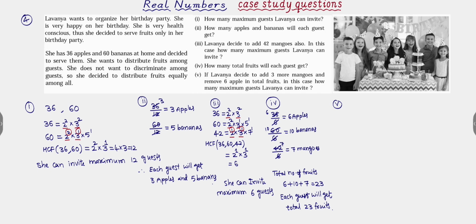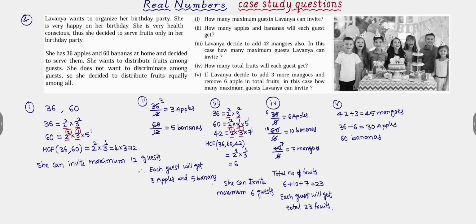Question number 5. What happened in question number 5? She decided to add 3 more mangoes. Already she had 42 mangoes with her, and now 3 more are added, so a total of 45 mangoes will be there with her now. And she removed 6 apples from the total fruits. She had 36 before, and now 6 are removed, so 30 apples will be there with her. In this case, how many maximum guests can Lavanya invite? What you should understand is that the number of bananas is as usual, 60 bananas. There is no change in bananas.